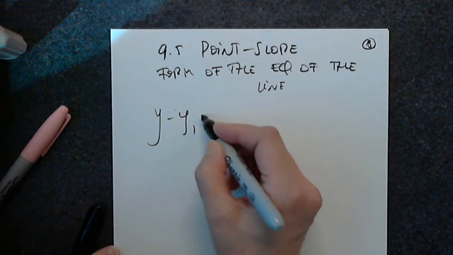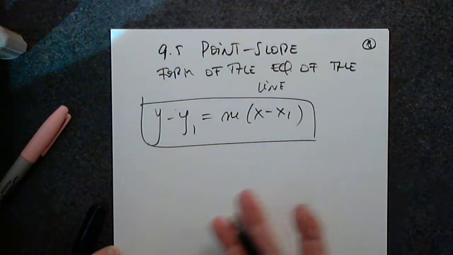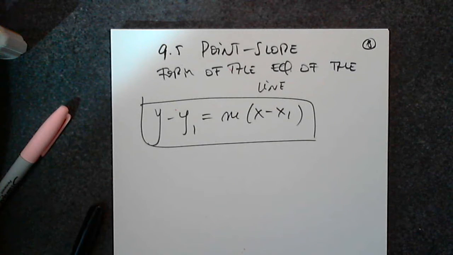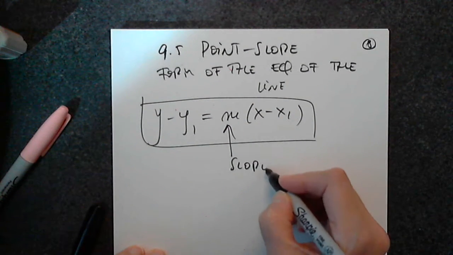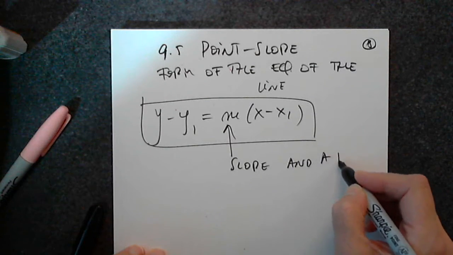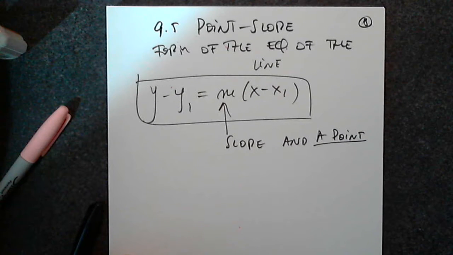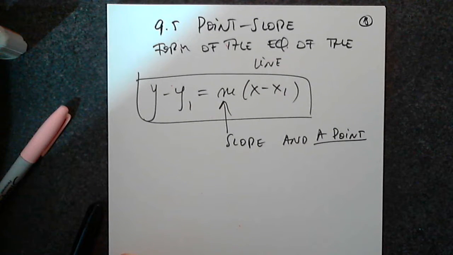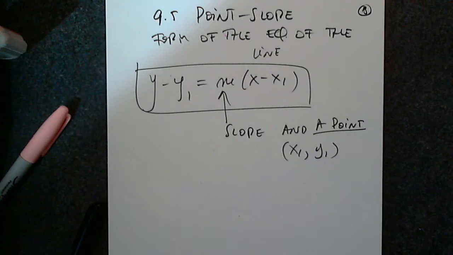So y minus y1 equals the slope times x minus x1. This is the point slope form, in which we have the slope and a point. It can be the y-intercept. It can. But this is not typical. So x1 comma y1 is a point. Not necessarily the y-intercept, but it can be.